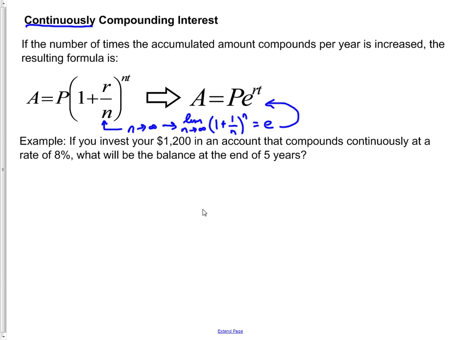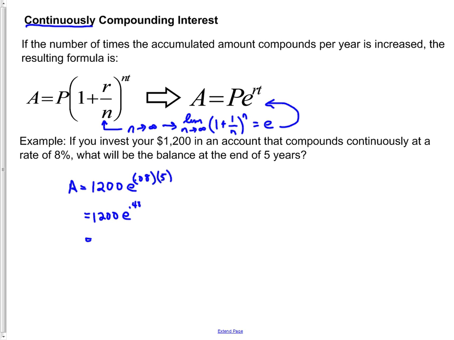Let's say we invest our $1,200, only this time our account compounds continuously at that rate of 8%. What will the balance be at the end of 5 years? Well, using this formula, that says that our account balance should be our principal, $1,200, times the base e raised to the 0.08, and we're going to multiply that by 5. That's like saying 1,200 times the base e raised to the 0.4, right, 0.40 in this case, right?